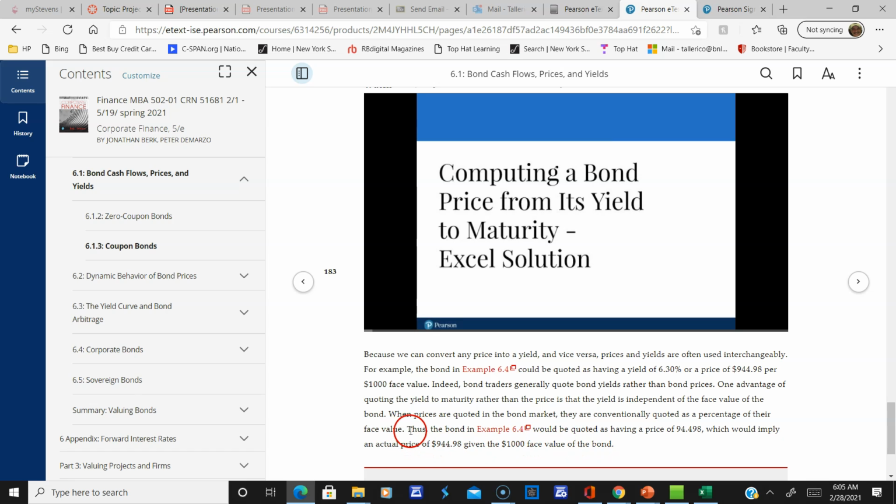Okay, so those were interesting examples, and I hope you understood them. I want to make one point that's really important right here. When they price a bond, when it's quoted, and let me highlight this because this is important, it's quoted as a percentage. You notice how they quote it here. It's a percentage of 94.498, which implies an actual price of $944.98, given a par value of $1,000. And you can see what it says here: they are conventionally quoted as a percentage of their face value. So I just want to make sure you understand that. When you see it like this, it's really $1,000 face value, and they're just giving it to you as a percentage. Okay, I hope everyone was clear about that.